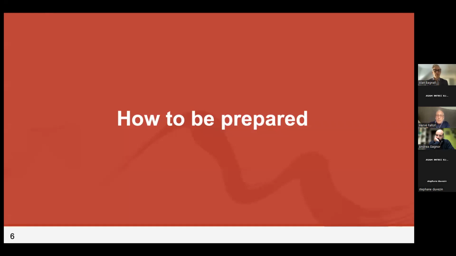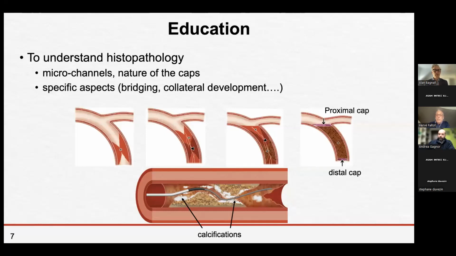So you begin your program, how can you be prepared? I think you have to be interested, in fact, in the CTO. You have to be interested in the CTO lesion to understand the histopathology, which is not the same as other lesions. The presence of microchannels that you don't see on the angiogram. You have to see the nature of the caps, proximal or distal, or when you look in the body of your CTO and you see lots of calcification, you know that the strategy or the material which will be used are not the same.